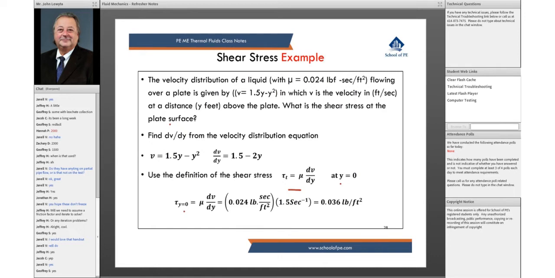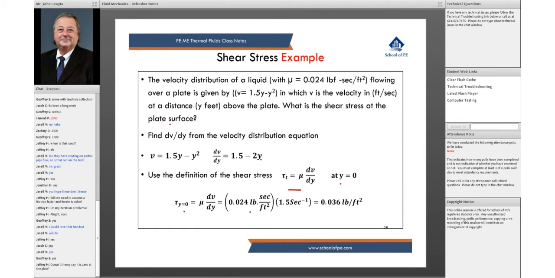Basic equation in here. Here's your viscosity. You take this dv/dy, it turns out to be 1.5, because this term goes to 0, so you just end up with 1.5. So you get a value of 0.036.